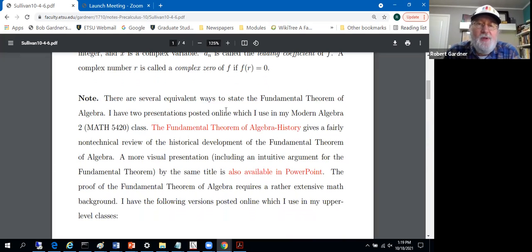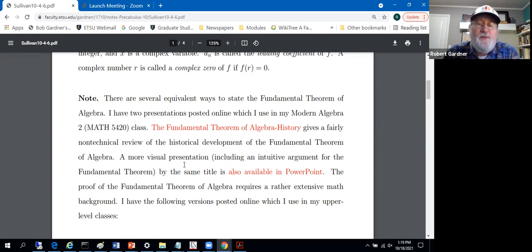Now, there are several versions of the statement of the fundamental theorem of algebra. I'm going to go through a little list of notes I have online for some other classes that deal with the fundamental theorem of algebra and some proofs of it. A little presentation, the fundamental theorem of algebra and its history. Go to the online notes, click on the link there. That'll take you to a story of the historical development of the fundamental theorem of algebra, the ideas of finding zeros of polynomials. Some problems with proofs of the fundamental theorem of algebra are addressed in this presentation.